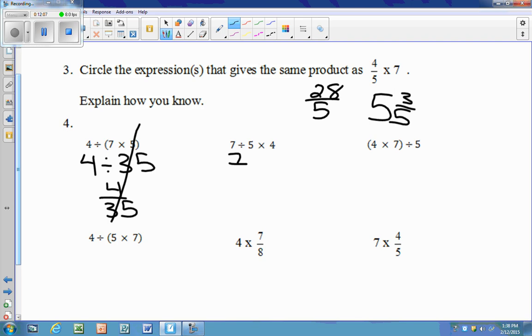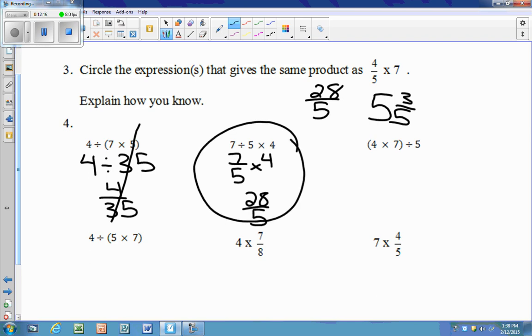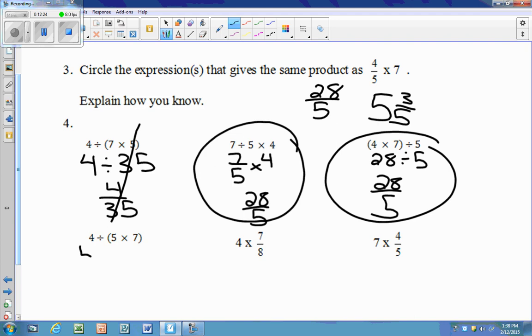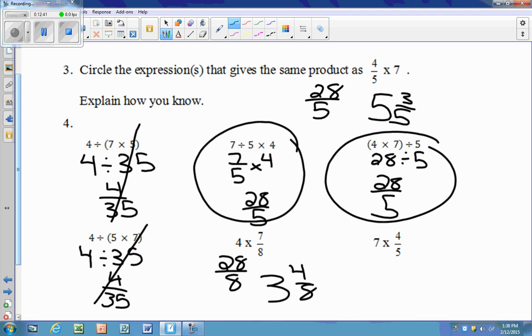Here we have 7 divided by 5 times 4, and when we do that we get 28/5. We know that this matches what's up there. Here we have 28 divided by 5, which gives me 28/5, which also matches. Here we have 4 divided by 35, which is 4/35, which does not match. Here we have 28/8, which then gets us to 3 4/8, which does not match. And here we have 28/5, which we already know matches. So that's an example of how to solve that problem.